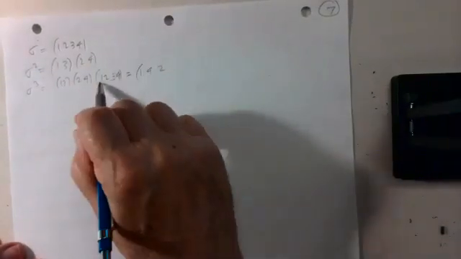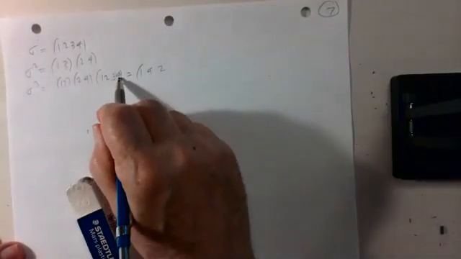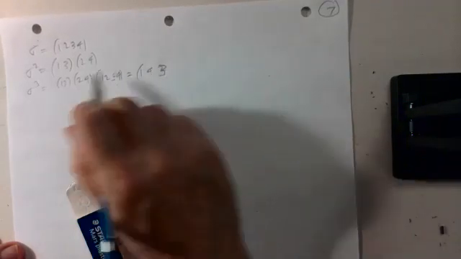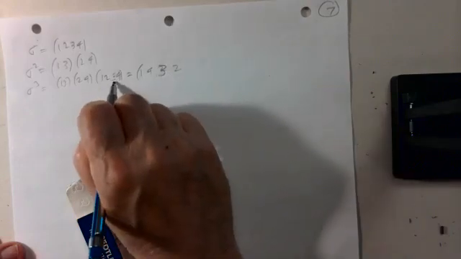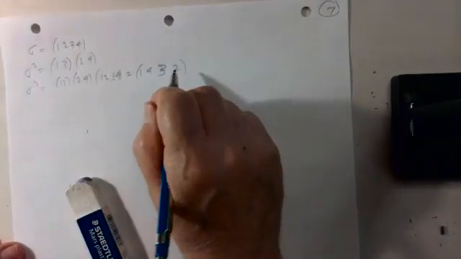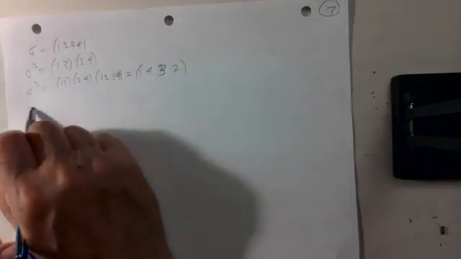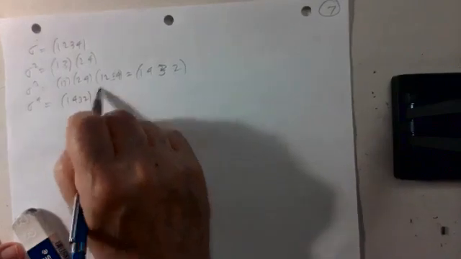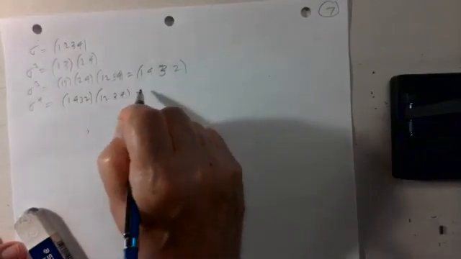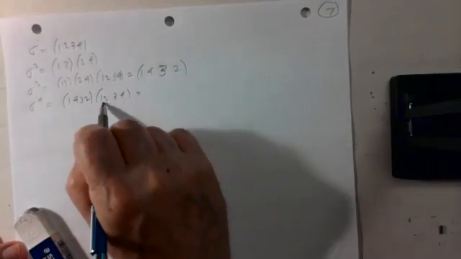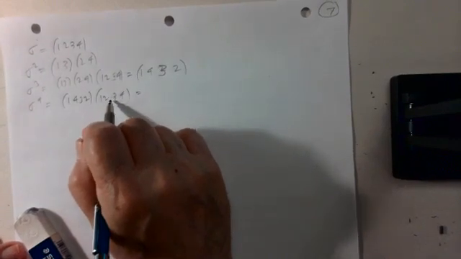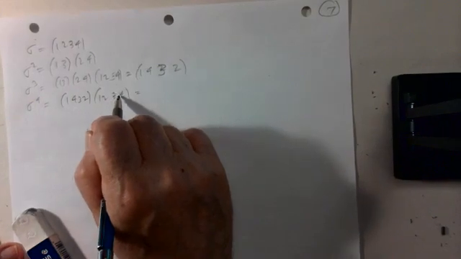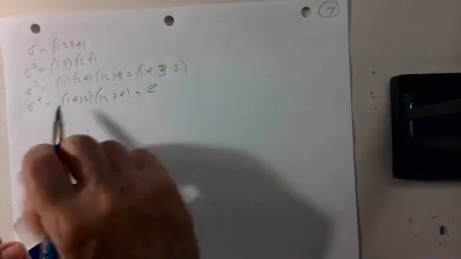So 1 goes to 2, goes to 4. 4 goes to 1, goes to 3. 3 goes to 4, goes to 2. 2 goes to 3, goes back to 1. Yes, so that's sigma cubed. And sigma to the 4th: 1 goes to 2, goes to 1. 2 goes to 3, goes to 2. 3 goes to 4, goes to 3. 4 goes to 1, goes to 4. That's the identity.